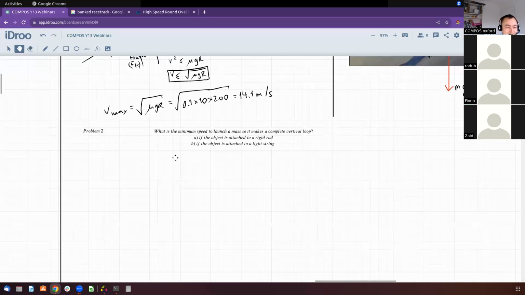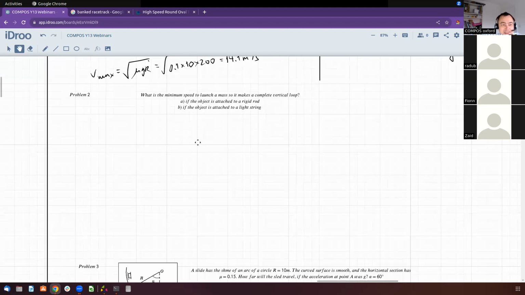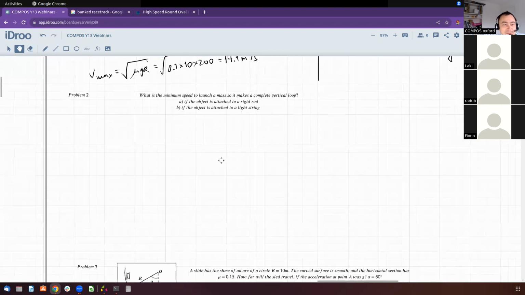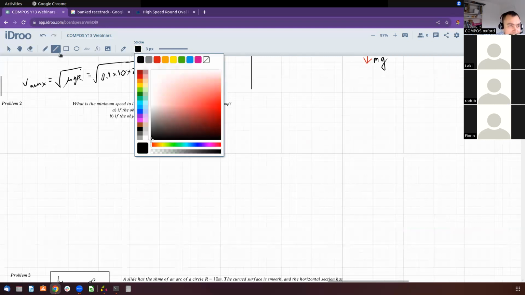Okay. Problem 2. What is the minimum speed to launch a mass so it makes a complete vertical loop? A, if the object is attached to a rigid rod, and B, if the object is attached to a light string. Okay. So what is that? What on earth are we talking about?